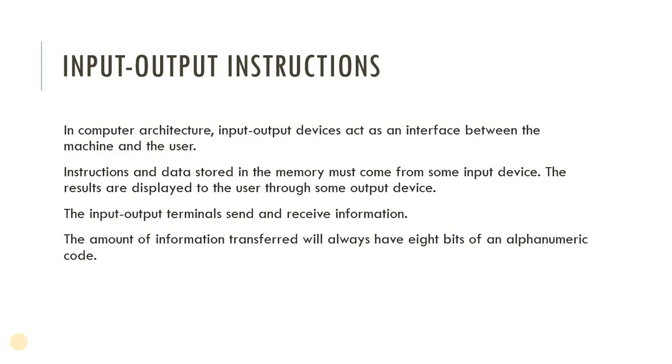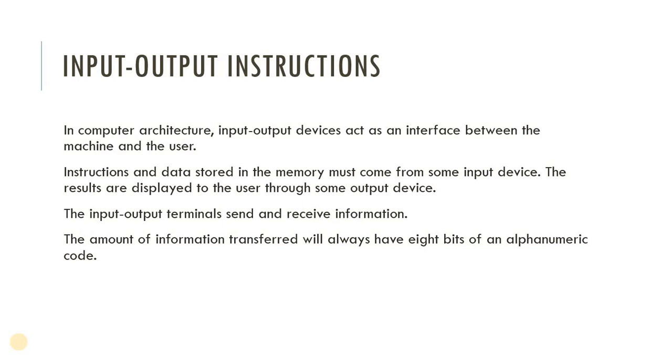So the input and output devices are the interface between the machine and the user, and the instructions and data stored in memory must come from some input device. The results are displayed to the user through some output devices. Suppose I am writing some content in a Word file. At that time, I am using the keyboard as the input device, and when I print out the document through the printer, at that time the printer will be the output device.